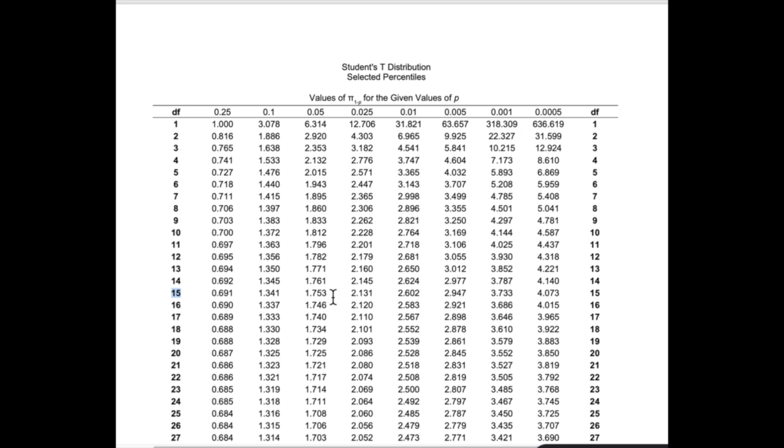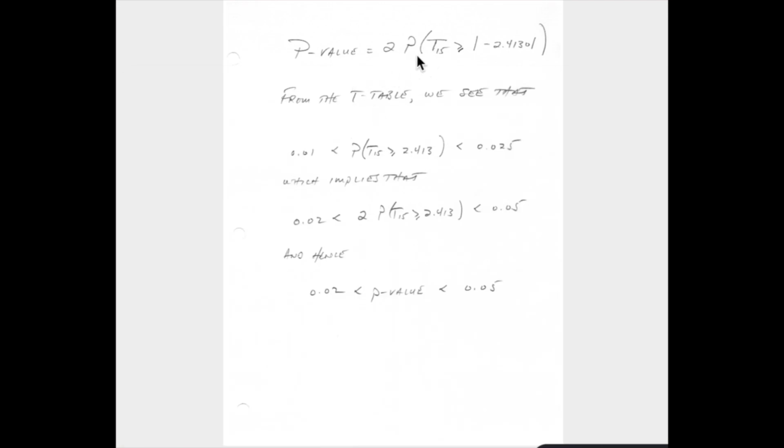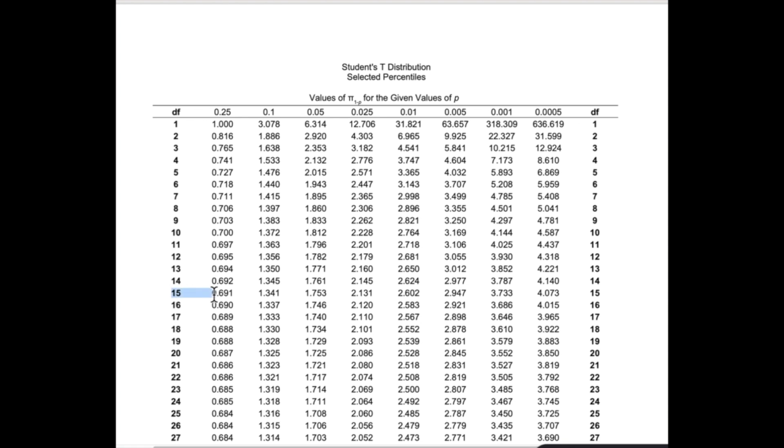But when we're using the tables, the best we can do is get an approximation to what that p-value actually is. But sometimes that's all we need. So again, we want the probability that a t-random variable with 15 degrees of freedom is greater than or equal to 2.4130. This is the row we're dealing with right here. Now, if we look for 2.4130 across this line, we don't see it. But we do see two values that bracket it. We see 2.131 on the lower end and 2.602 on the upper end.